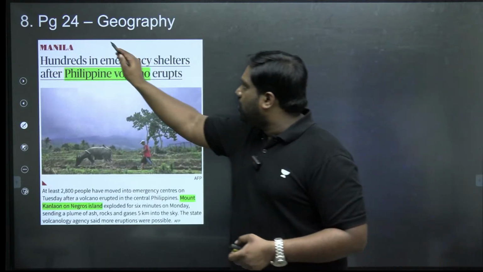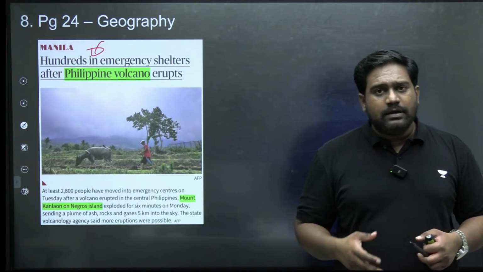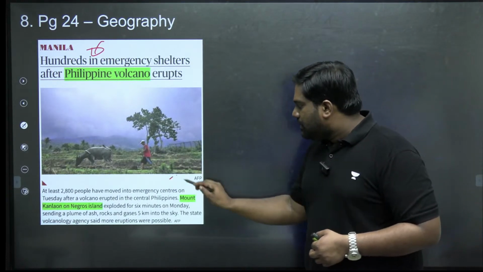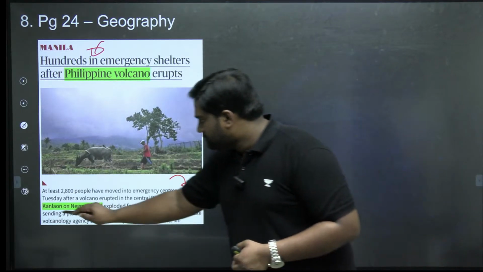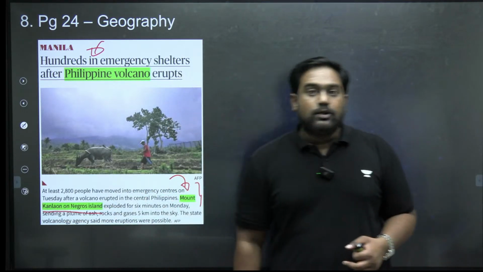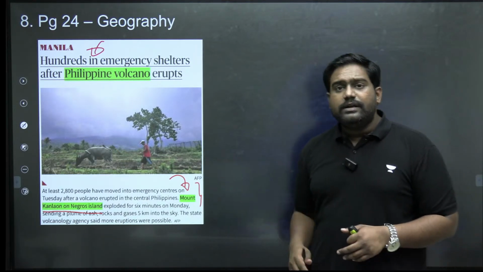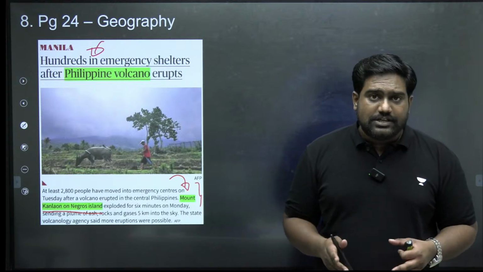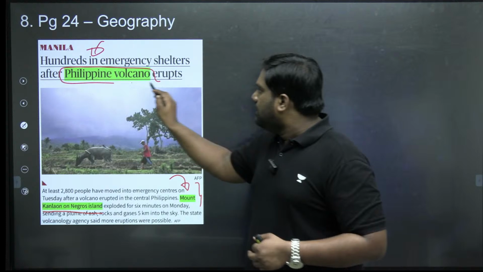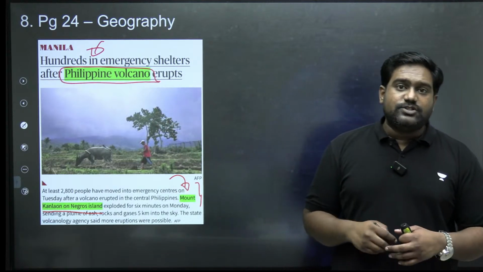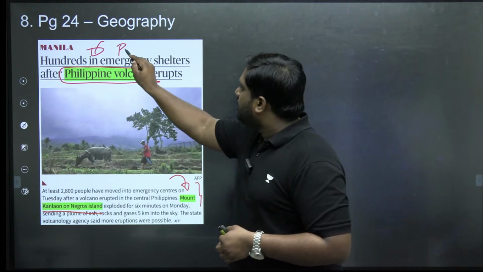Next, on page 24, there is a volcanic eruption in Philippines which has been reported. Just note down the name as to where the eruption has happened. Mount Kanlaon on Negros Island of Philippines. It has erupted, causing displacement of people in the nearby villages. And please note, Philippines is very vulnerable to volcanoes, earthquakes and tsunamis because it sits on the Pacific Ring of Fire.